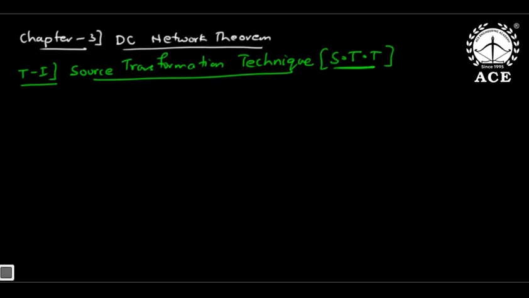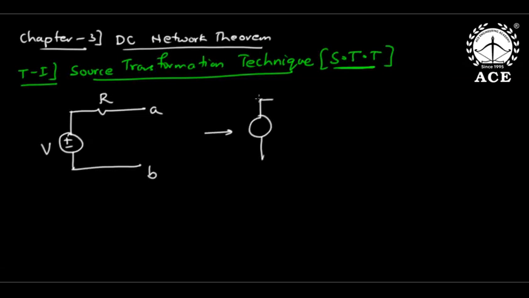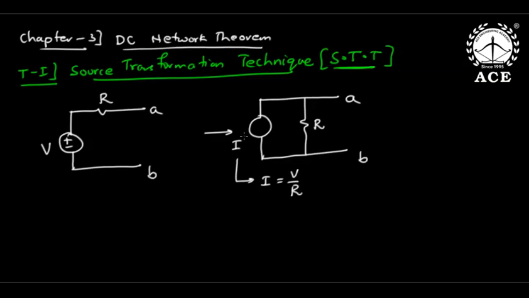What is this source transformation technique? Simple. An ideal voltage source in series with a resistance between two terminals can be converted into an ideal current source in parallel with the same resistance across the same two terminals. What is the value of this current according to Ohm's law? I is V by R. And what should be the current direction? Upwards.